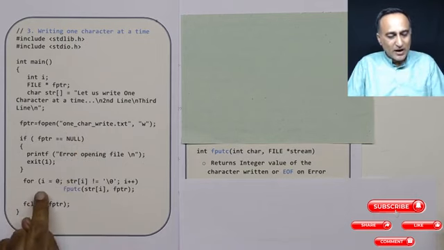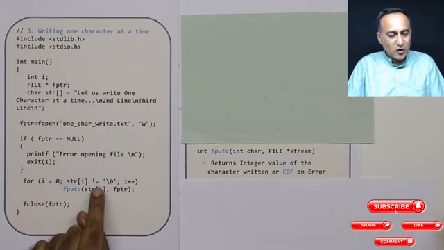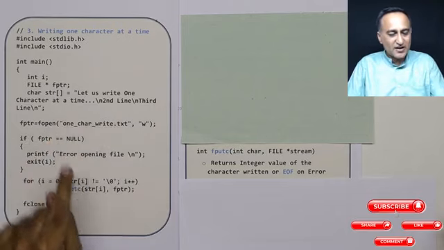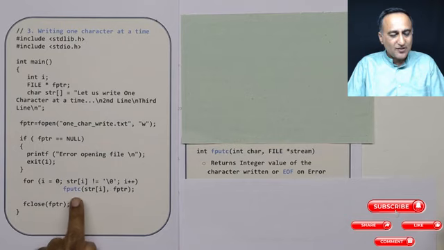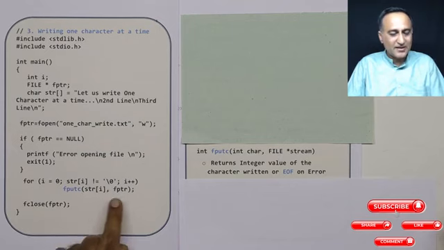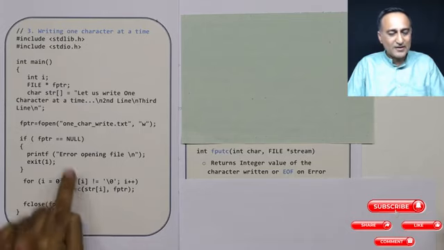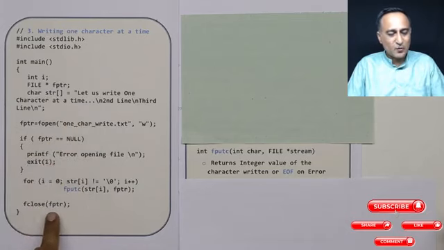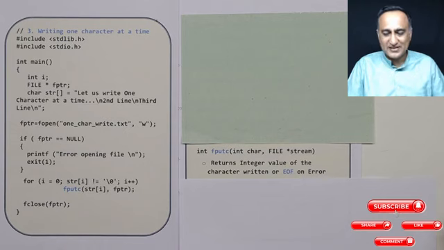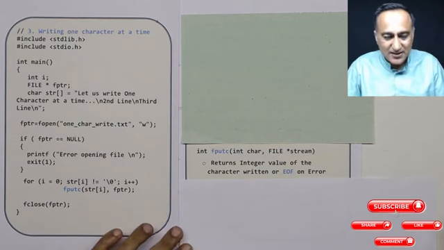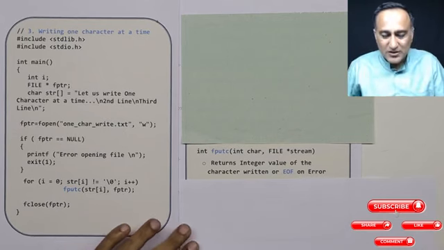one_char_write.txt. So for i equal to 0, as long as I don't reach the end of this string, I take one character using fputc and put it using fptr. The first parameter is the character, the next parameter is the stream. Once I am done writing all of the characters, all these 3 lines, I am required to close the file pointer and exit. Now let us see how fputc looks.